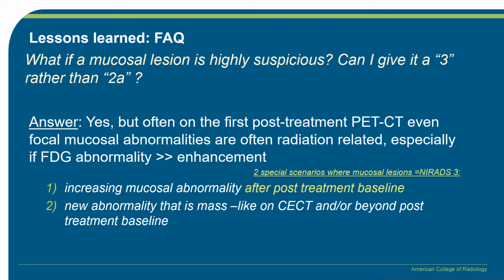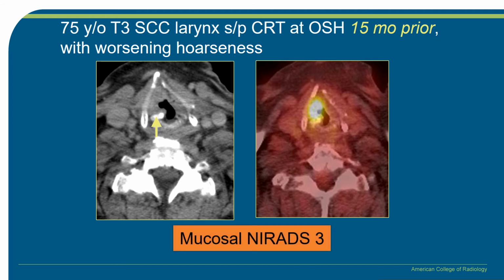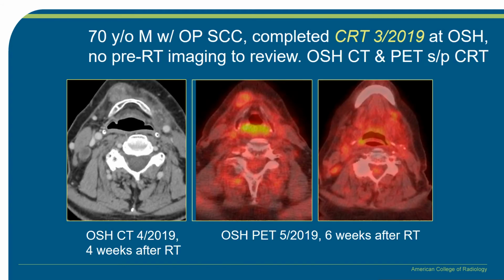The first, if it's an increasing mucosal abnormality that's after that first post-treatment baseline scan, which I just showed you. And the second is if it's a new abnormality that is also beyond the post-treatment baseline scan. So here is a patient nearly 15 months after treatment for a laryngeal tumor and has an ulcerative mass, has new hoarseness, intense focal uptake along this right true vocal cord. So this is clearly a NI-RADS 3 and was a recurrent tumor.